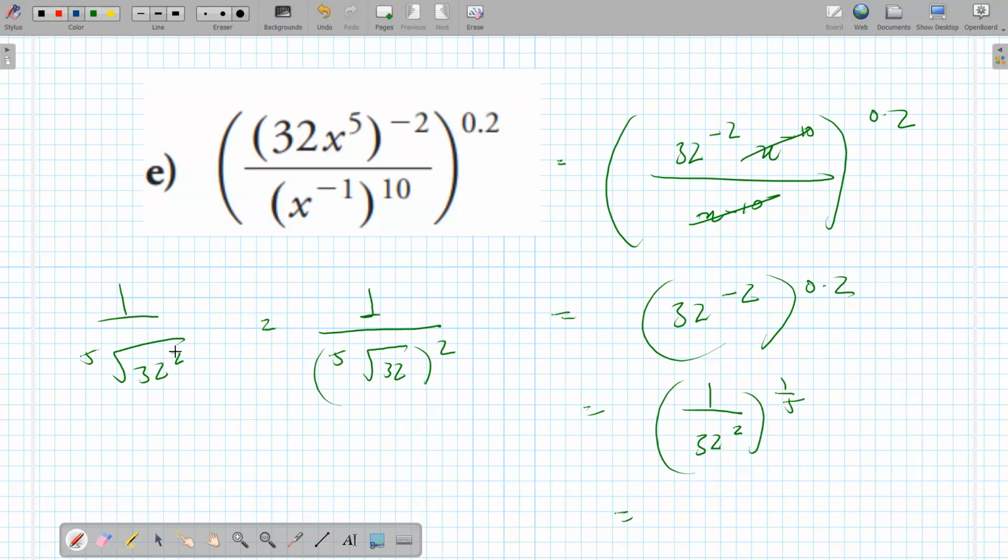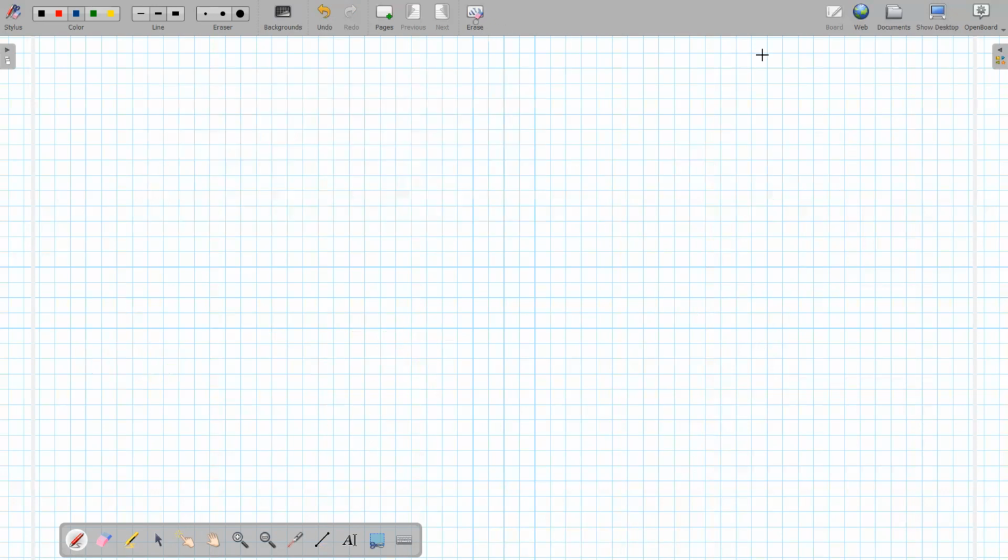This one, the order doesn't matter. You can do whichever one you want to do first. I'm gonna try and do this without using a calculator. That's why I'm gonna do this first, okay? What's the 5th root of 32? 2. So the final answer is 1/4 or 1/2 squared, and you're done, okay? It's not that bad.